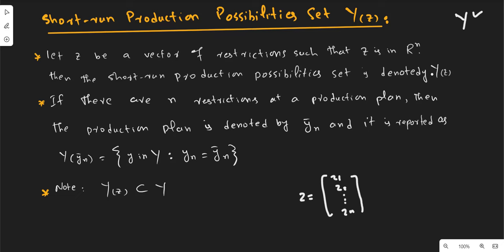For example, suppose there are n restrictions on a production plan; say you have a plan Y, right? And you impose n restrictions on this plan. Then the production plan is written as Y bar n. N is the number of restrictions, Y is the production plan, and the bar means that it is restricted. There is at least one fixed input in the production process. So Y bar n means that Y is a production plan and n restrictions are imposed on it, and bar means that it is a short run, restricted production plan. Moreover, it is a single plan, right? And if you write it in the standard language, it can be written as follows.